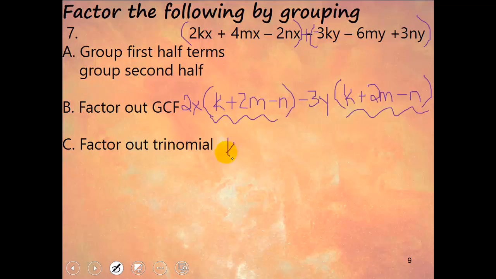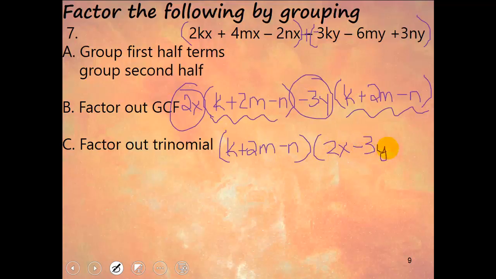And so I get k plus 2m minus n. That's what I factor out, and then my other binomial comes from those outer factors, just like that. Okay?